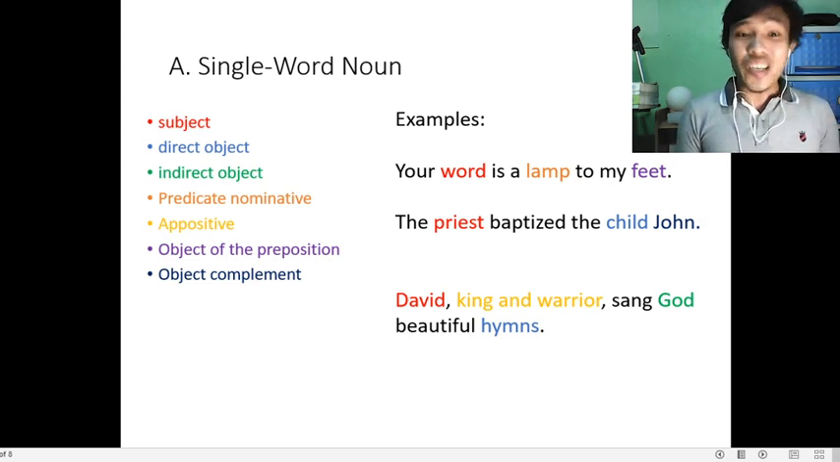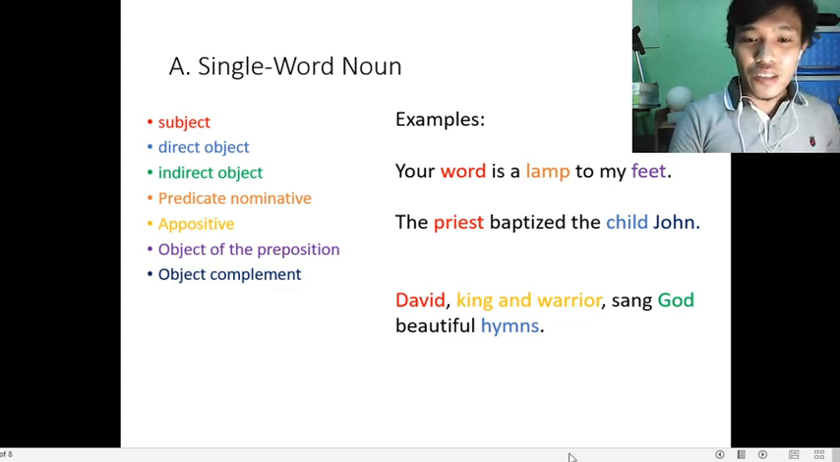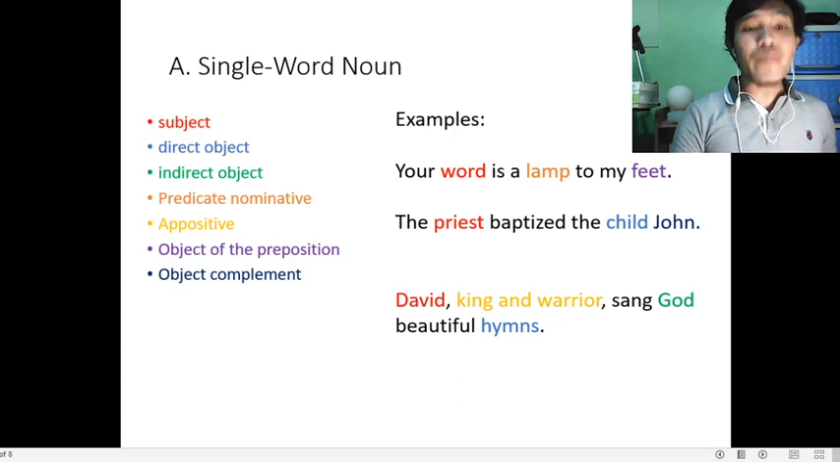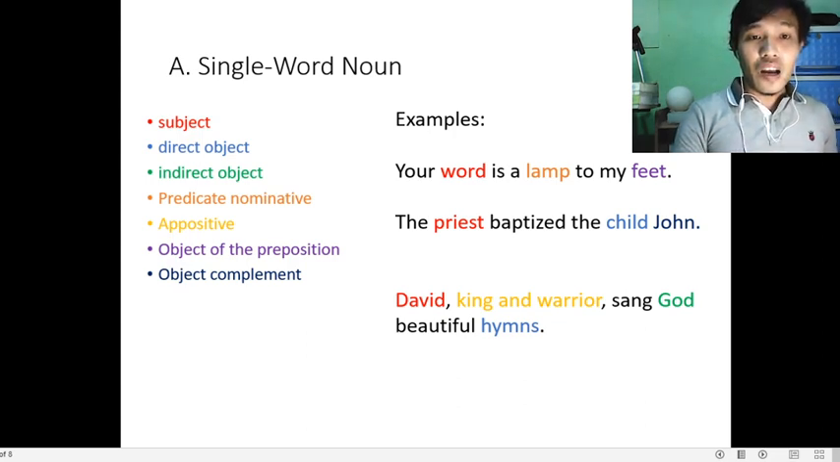What is our object complement there? Well done, it is "his." Okay. Now let's proceed to the last one. It can be, okay, predicate nominative.